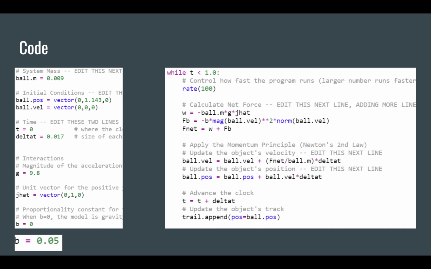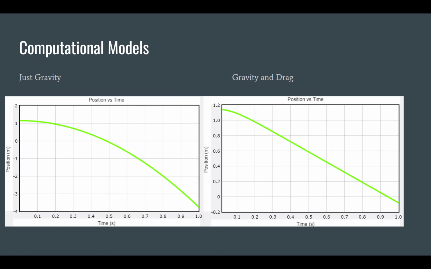Here's the code. Now, as you can see, we calculated the weight with the same formula, and you'll notice that b, the proportionality constant, will be 0 when we don't want air resistance, and I made it 0.05 when there was. Now these are the 2 computational models.